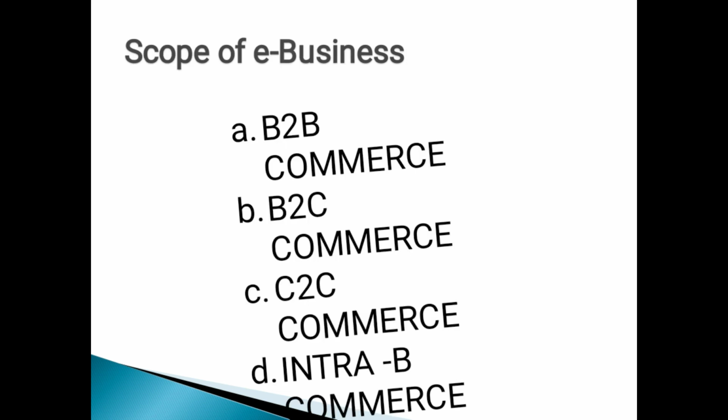Next topic that we'll discuss is the scope of e-business. The scope of e-business is quite vast. It includes almost all types of business functions, like activities related to production, finance, marketing, personnel and so on.